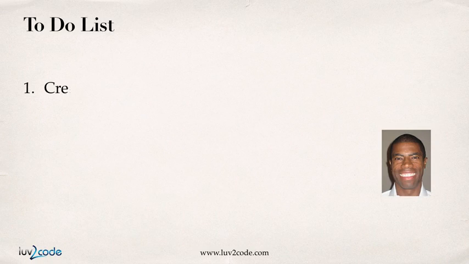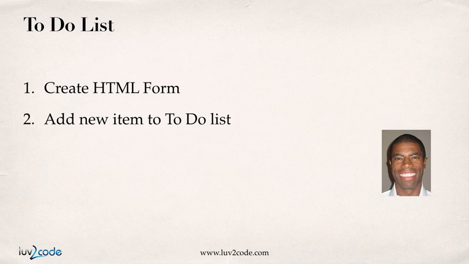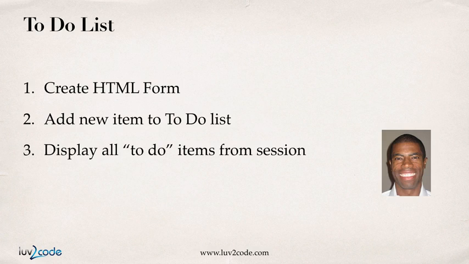You know how I love to-do lists. So here, the first thing we need to do is create the HTML form. Then the second thing we need to do is add the new item to the to-do list. And then finally, we need to display all to-do items from the session object. All right, so a lot of good stuff here, and we'll actually write all the code for this from scratch.